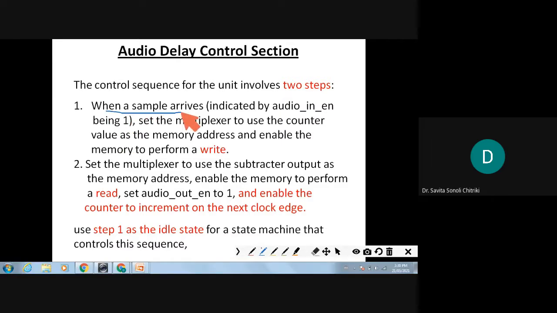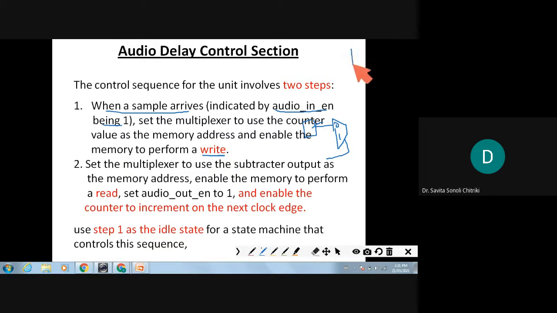When the samples arrive, indicated by audio in enable being 1, set the multiplexer to use the counter value as a memory address. That means the multiplexer, whatever is there, multiplexer 0, so the counter value is being used directly. So whenever audio in enable is 1, set the multiplexer to use the counter value as the memory address and enable the memory to perform write.